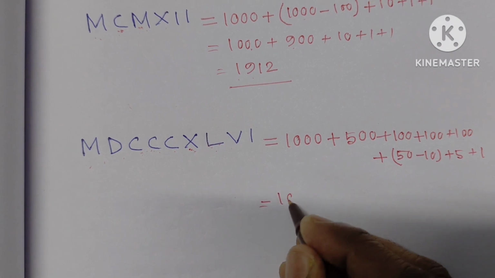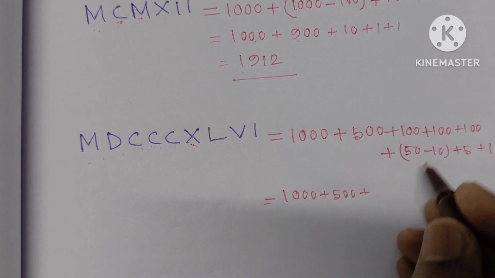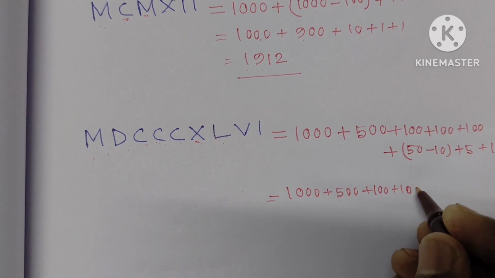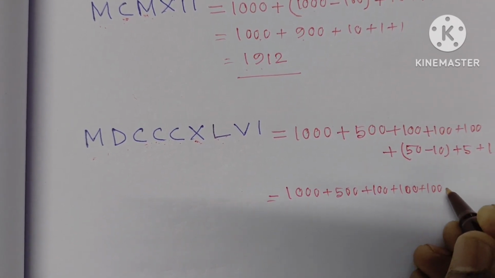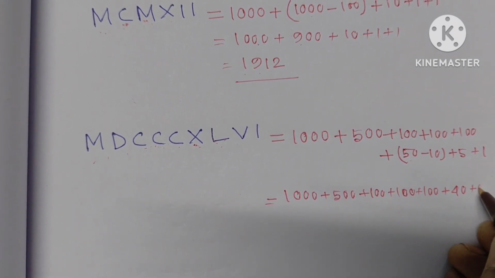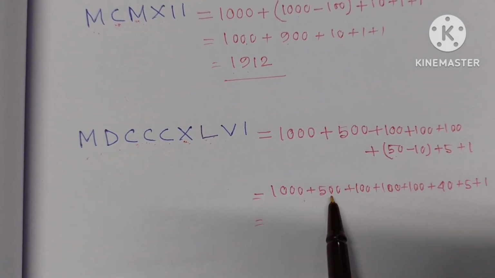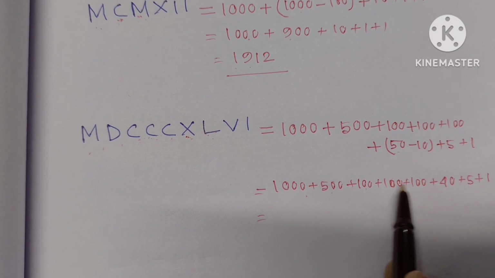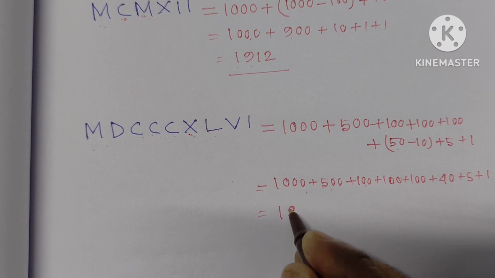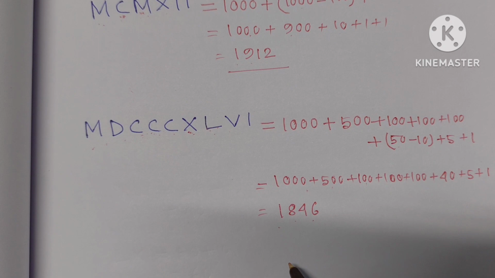So we have got 1000 plus 500 plus 100, 3 times, plus 50 minus 10, 40, plus 5 plus 1. If we add, 1000, 1500, 1600, 1700, 1800, 46. That means 1846.